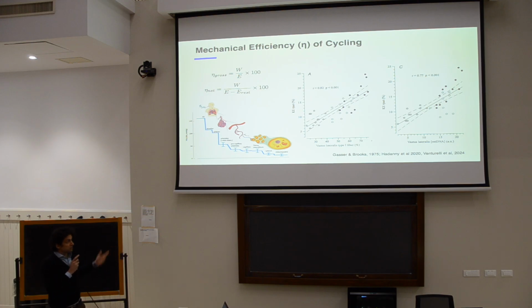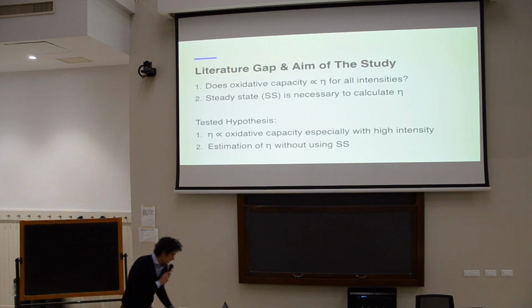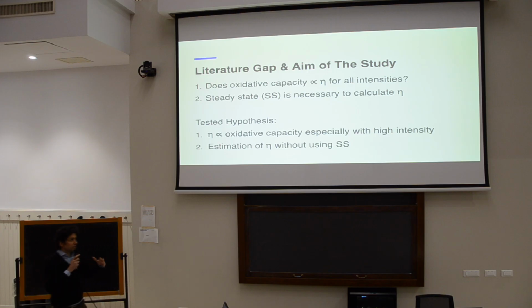We know, and this is something that we all knew, that efficiency depends strongly on the oxidative capacity of the muscle, so the percentage of type 1 fibers, and mitochondrial DNA. But are we sure? Usually, to measure efficiency, you of course need a steady state. So all these studies were always done using intensities that are below the critical power.